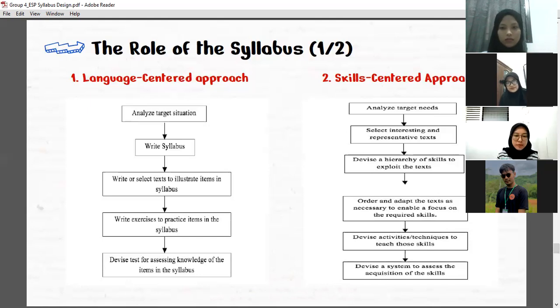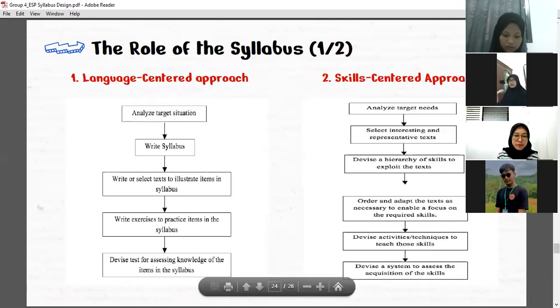The syllabus provides opportunities for the learner to evaluate the skills and strategies considered necessary in the target situation, such as analyze target needs and then select interesting and representative text, then devise a hierarchy of skills to exploit the text, and order and adapt the text as necessary to enable a focus on the required skill, devise activities and techniques to teach those skills, devise a system to assess the acquisition of the skills. Next slide, please.